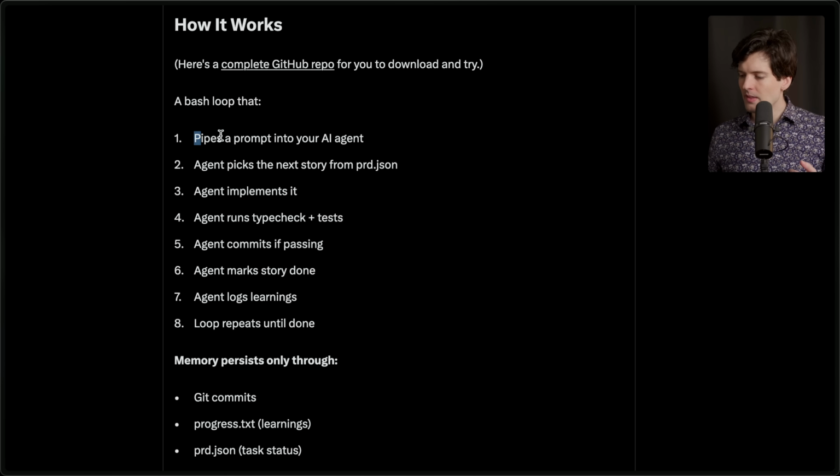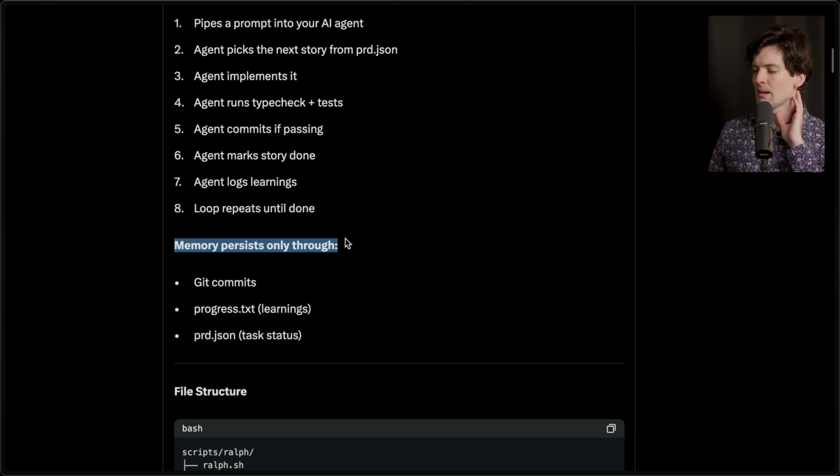It's a bash loop that pipes a prompt into your agent. The agent picks the next story from a PRD, which is a plan document that describes the work you want done. The agent implements that story from it. It runs type checks and tests. It commits if passing, marks the story done, logs the learnings, loops, and repeats until all of the work is done. And this is the key, the memory persistence.